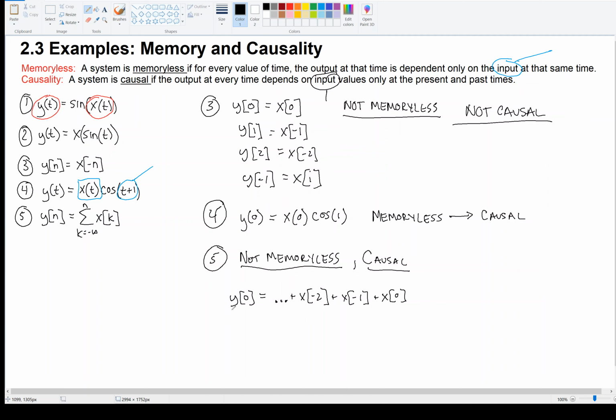So take a look here. We want the output right now at time n equals 0. That requires the input at the present time n equals 0 and all of the previous inputs. So that's causal. You can think about different values of n and how that changes, but still we're only going to need the present and the previous values. So this is definitely a causal system.